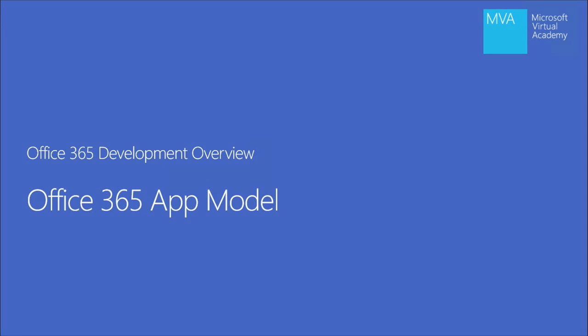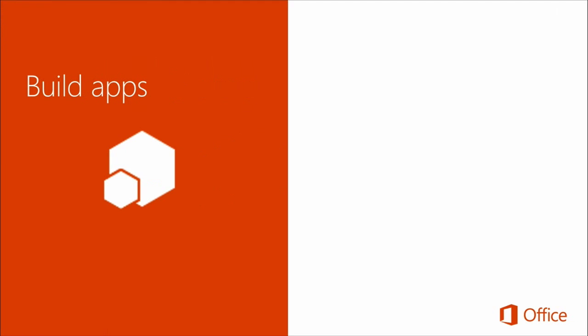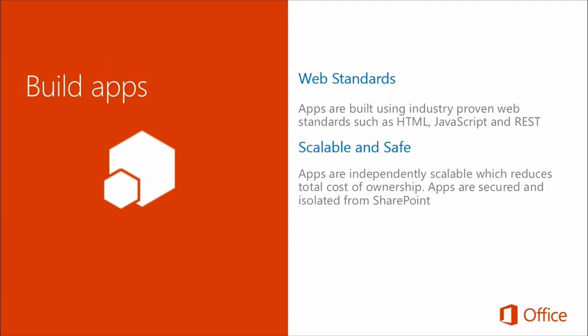So with that, what we'll do is we'll jump straight into an overview of the app model, and then once we've done that, we'll jump into what we mean by the APIs as well. So with the app model from a user interface perspective, as Brian's mentioned, we're building against those web standards, whether you're building with HTML and JavaScript and REST. We have the ability now, because we're separated and decoupled from the products that we're running within, that we can actually independently scale those apps.